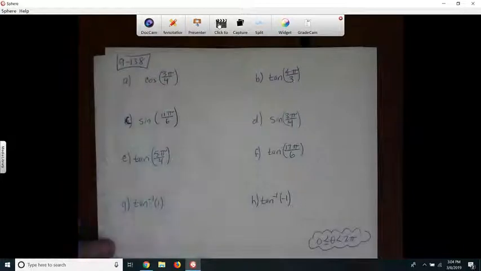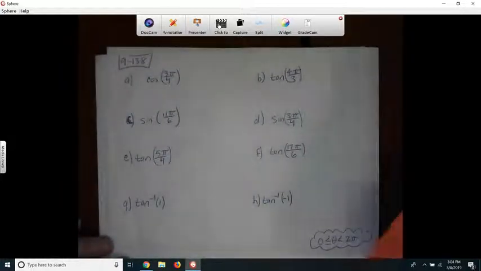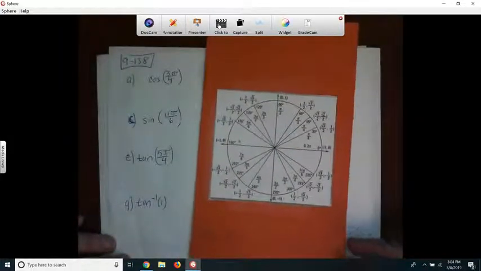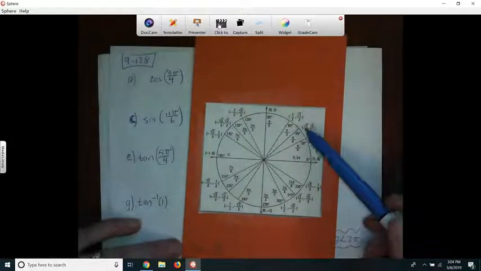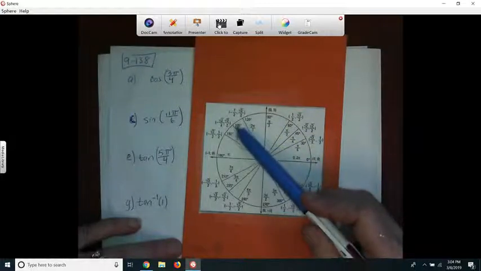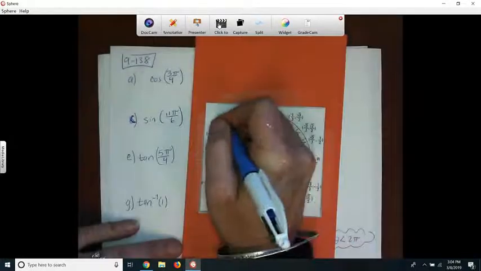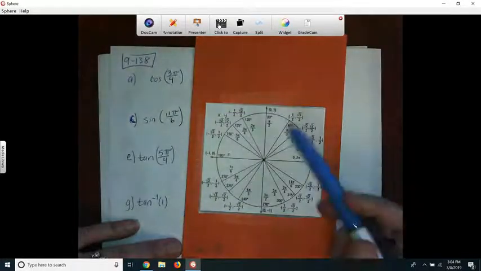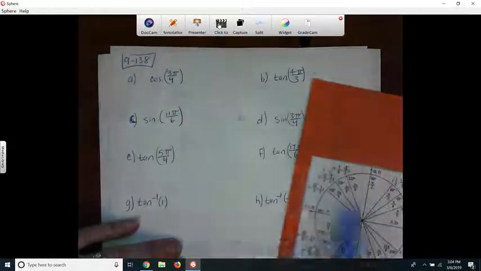You could convert it to degrees if you want to, but we have already made unit circles and we've got radian measures, so I'm just going to look on my unit circle, find the radian measure that's 3 pi over 4. So this is 1 pi over 4, 2 pi over 4. Here's 3 pi over 4, and then I know that cosine is the x value. So cosine is negative root 2 over 2. So that's all they want.